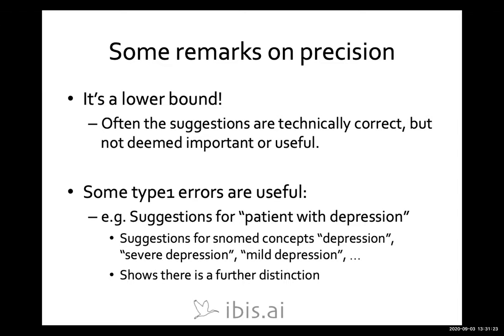And sometimes even those errors are useful, I think. For example, I saw an actual case where it said patient with depression, and the first suggestion was depression, but then you also have suggestions like severe depression, mild depression, etc. And that shows the annotator that there might be a more fine-grained distinction that could be used. I think that's the end of my slides.